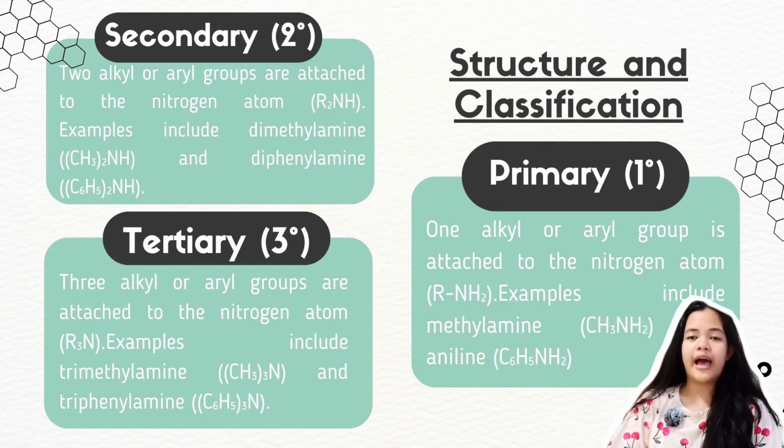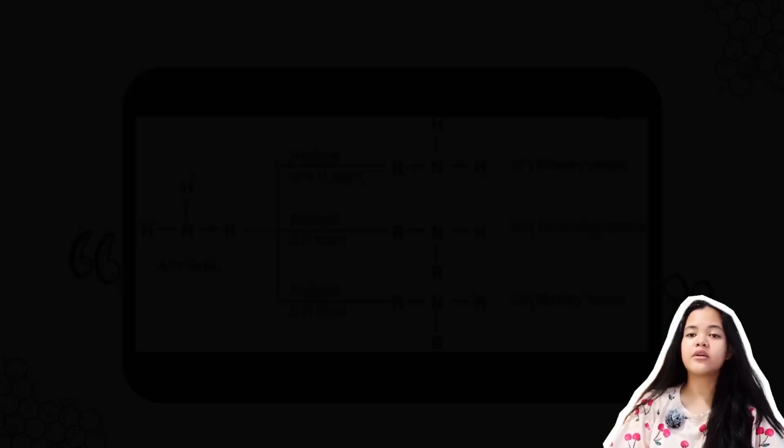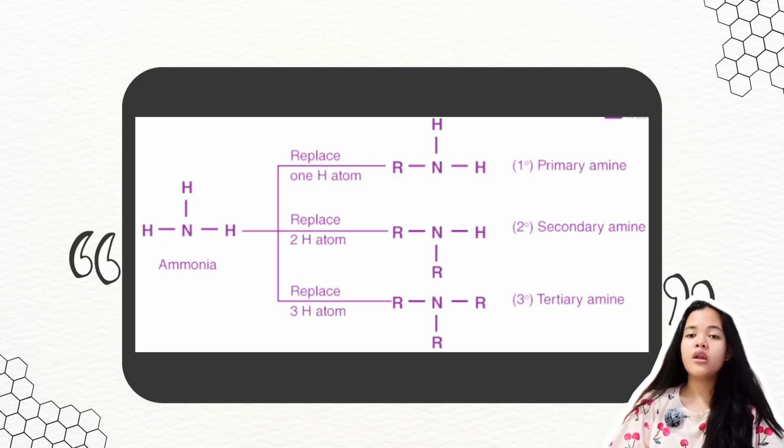Let's go to secondary amines, in which two hydrogen atoms in ammonia are replaced by alkyl or aryl groups. One of the examples of that is dimethylamine. Tertiary amines: all three hydrogen atoms in ammonia are replaced by alkyl or aryl groups. One of the examples of that is trimethylamine.